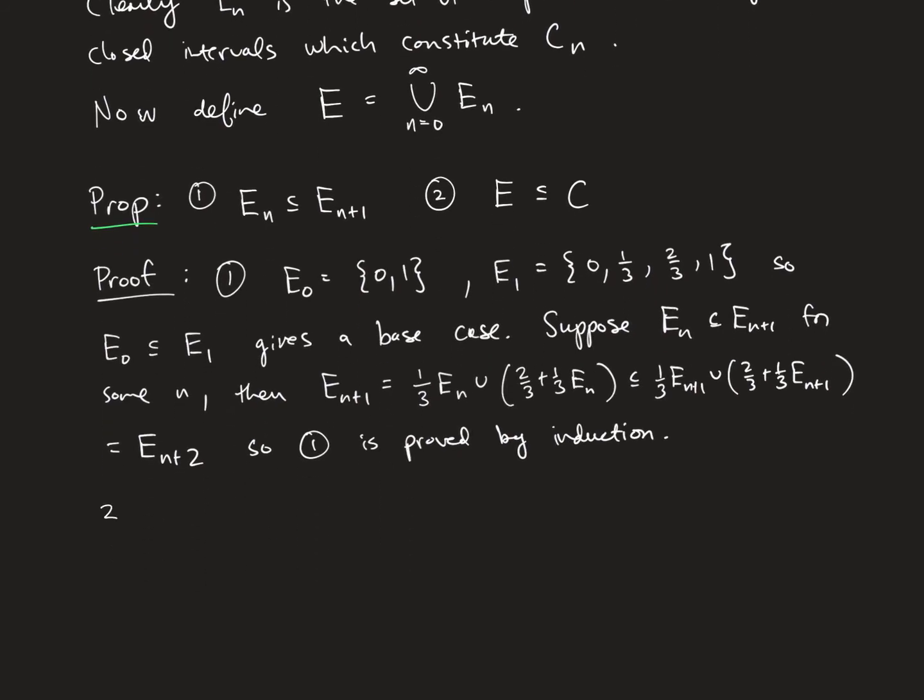Okay, so number 2. What we'll do is show that E_n is contained in C for each n. If we show that E_n is contained in C, then the union of all the E_n's is contained in C. And so we need to do this for each n, so we'll show this by induction.